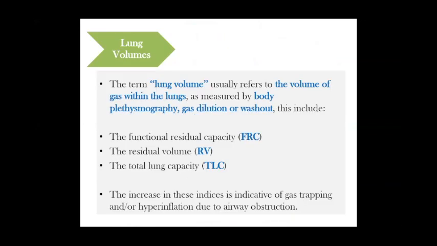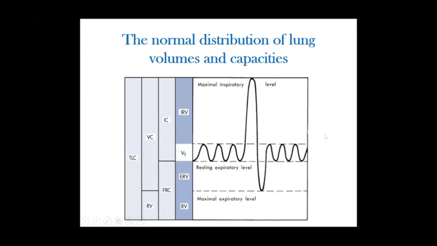Moving into lung volumes, the term lung volumes refers to the volume of gas within the lungs as measured by body plethysmography, gas dilution, or washout technique. It includes functional residual capacity, residual volume, and total lung capacity. An increase in these indices is indicative of gas trapping and/or hyperinflation due to airway obstruction. But let us understand, what do we mean by lung volumes and capacities?